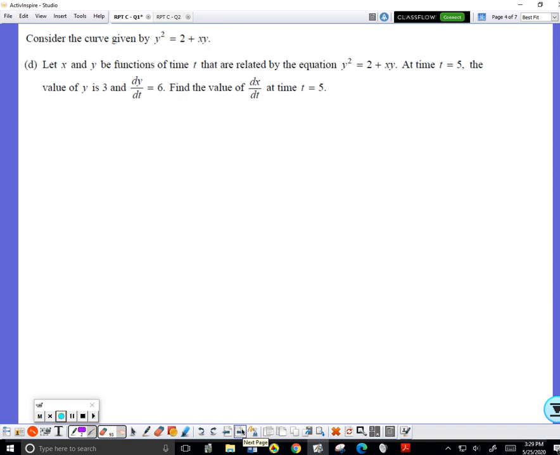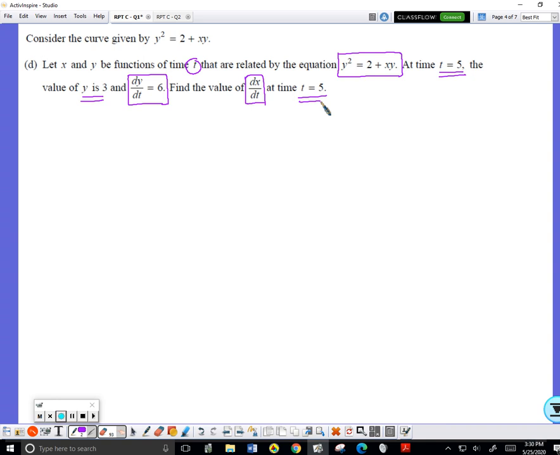Okay, let x and y be functions of time t. So x and y are functions of t, and they're related by this equation. At time t equal 5, the value of y is 3, and dy dt is equal to 6. Find the value of dx dt. This is a related rate problem that's kind of hidden because they're using x and y, but they're saying x and y change with time.